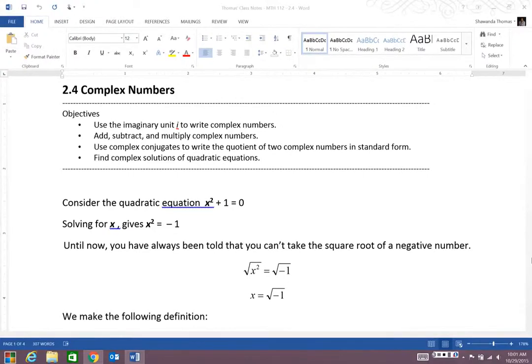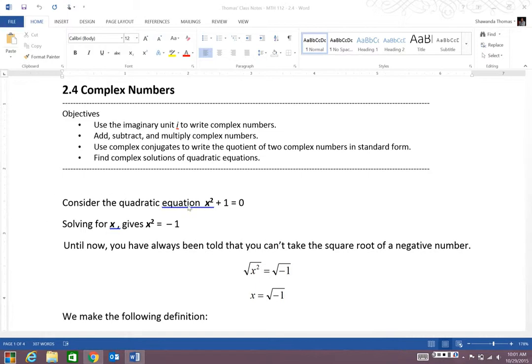This video is on complex numbers, and the objectives are to use the imaginary unit i to write complex numbers, add, subtract, and multiply complex numbers. Use complex conjugates to write the quotient of two complex numbers in standard form. Find complex solutions to quadratic equations.